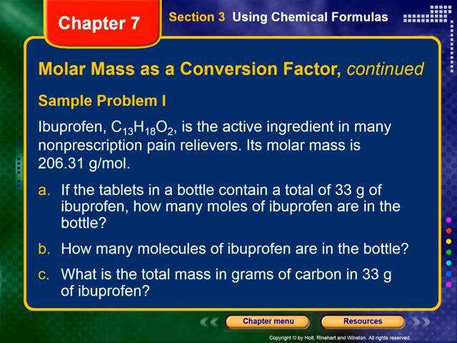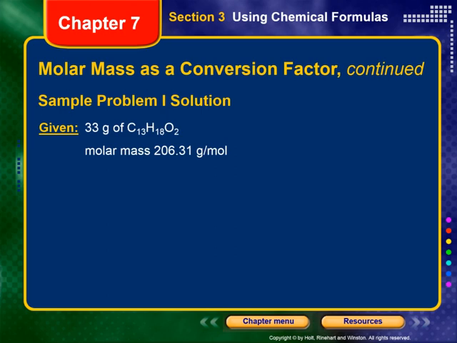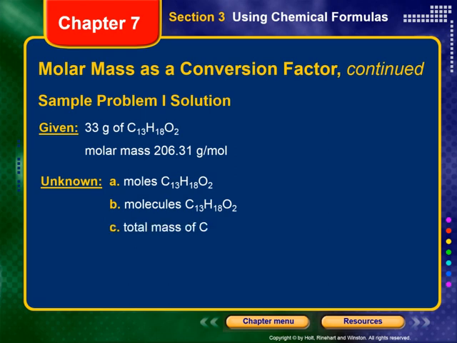And lastly, what is the total mass in grams of only carbon, just the carbon that's there, in 33 grams of ibuprofen? So, let's start with the first question. In 33 grams of ibuprofen, it has a molar mass of 206.31 grams per mole. What is the number of moles of ibuprofen? How many molecules of ibuprofen are present? Then we need the total mass of only carbon.